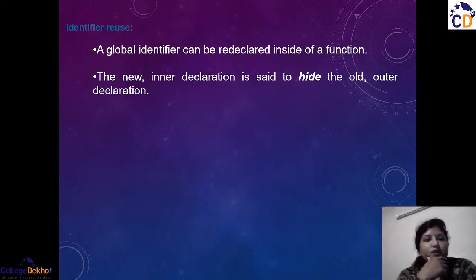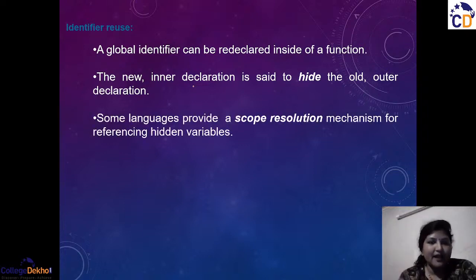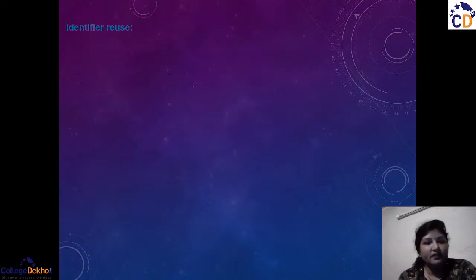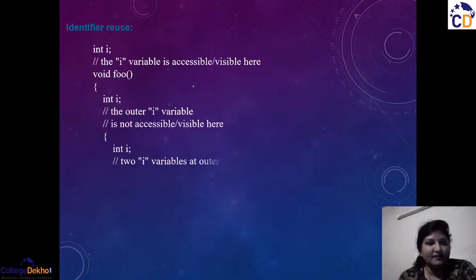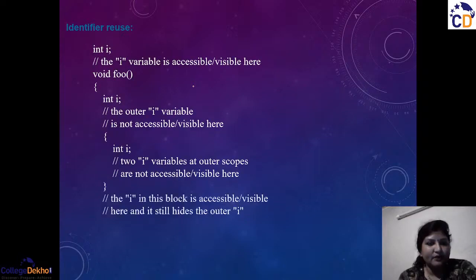The new inner declaration is said to hide the old, outer declaration. If you want to use the inner one, you may redefine it, or reuse that particular variable. Some languages provide a scope resolution mechanism for referencing hidden variables. Let us see the examples, so it would be more clear.